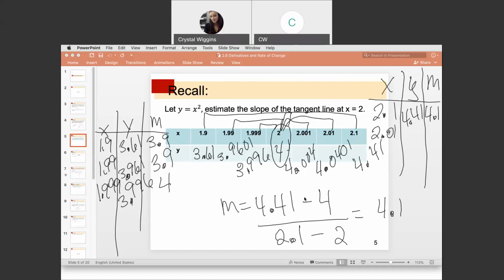With a y value of 4.0401. So here we go. Let me move some stuff out of the way. (4.0401 minus 4) all over (2.01 minus 2). Putting it in my calculator, divided by, we get 4.04 as our slope.